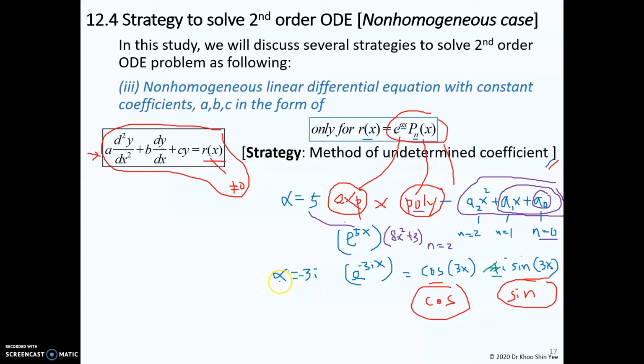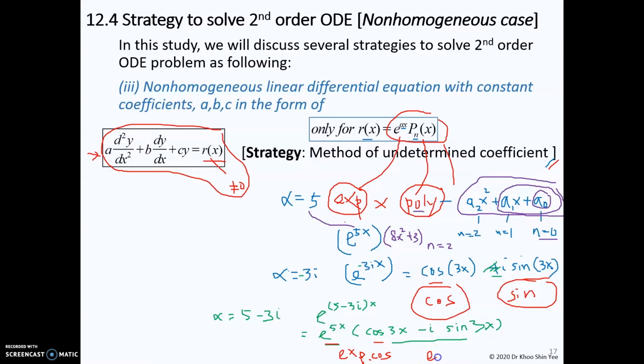You might also have alpha equal to a complex number. For example, let alpha equal to 5 minus 3i, which is a complex number. In this case, you have exponential (5 minus 3i)x, which can be separated into exponential 5x multiplied with the exponential negative 3ix. And from the Euler formula, exponential negative 3ix is equal to cos 3x minus i sine 3x here. So in this case, your real part is equal to the exponential multiplied with the cos function, and your imaginary part is equal to the exponential multiplied with the sine function.